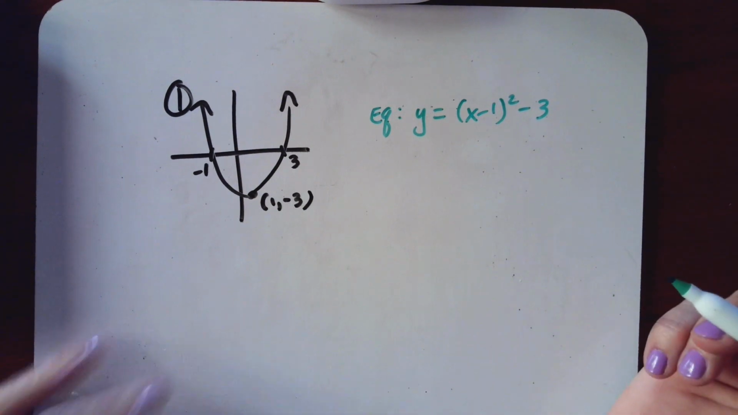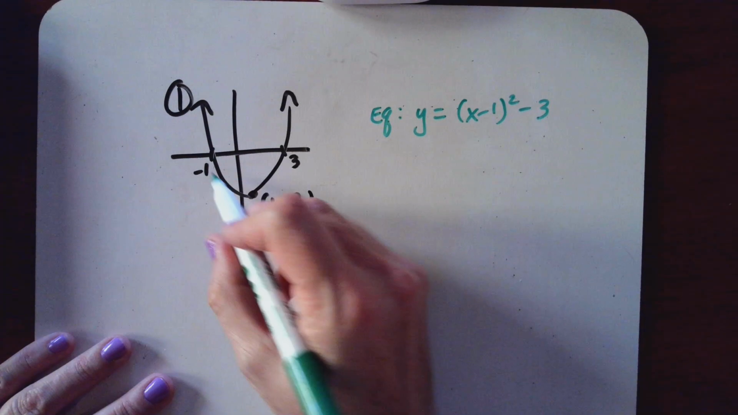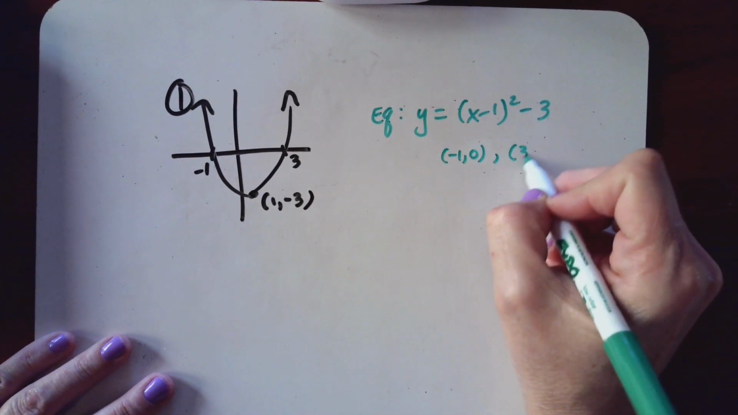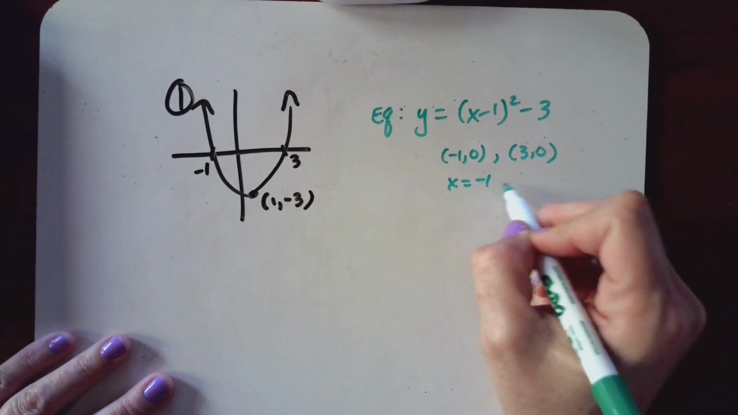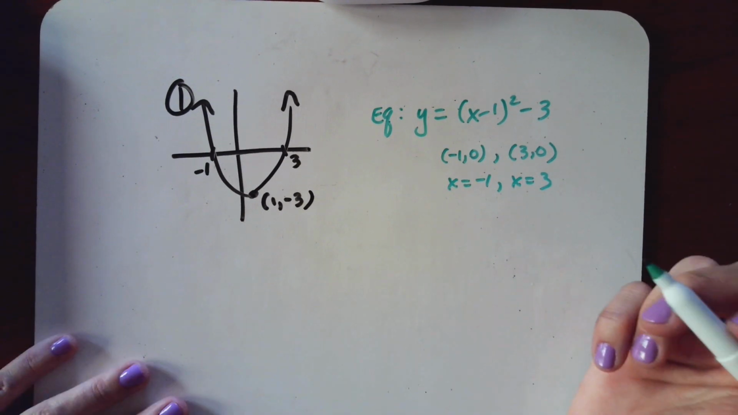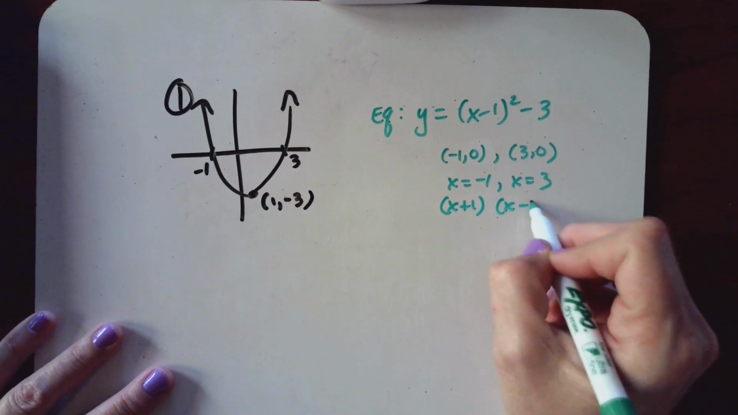Okay? The next question on there says the x-intercepts. So your x-intercepts are right here. There are -1 and 0, and also 3 and 0, which means that your zeros are x equals -1 and x equals 3. All right, which then means that your factors are x plus 1 and x minus 3.